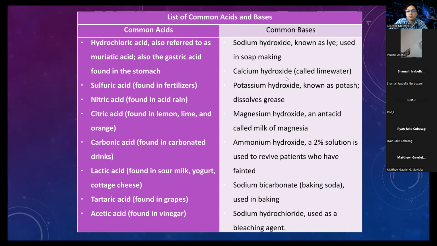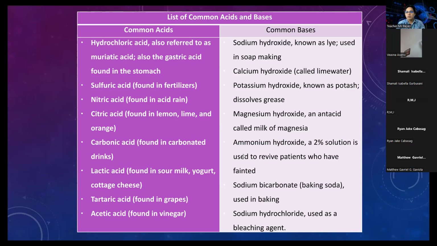Next, how about the common bases? What are these bases and what are their common uses? Sodium hydroxide, known as lye, is used in soap making. So your soap is actually composed of a base. Calcium hydroxide is called lime water. Potassium hydroxide is known as potash, or tawas in vernacular. It dissolves grease.